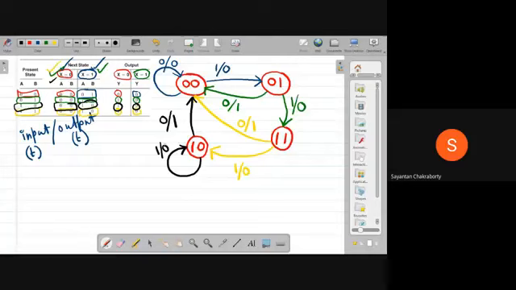So this is the complete state diagram corresponding to this Mealy model circuit.